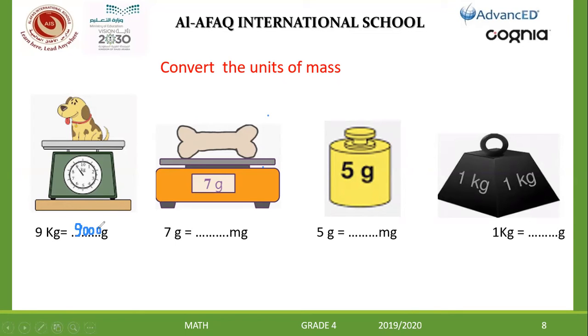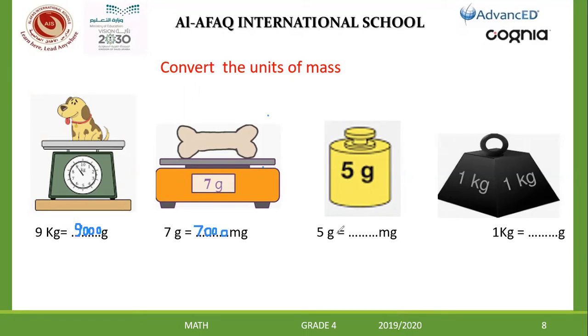What about the relationship between gram and milligram? We said each 1 gram makes 1,000 milligram. So what about 7 grams? I have to repeat this 1,000 7 times. So 7 multiplied by 1,000 will be 7,000 milligram. And as a rule, if I multiply by 1,000, I annex 3 zeros on the right of the number.